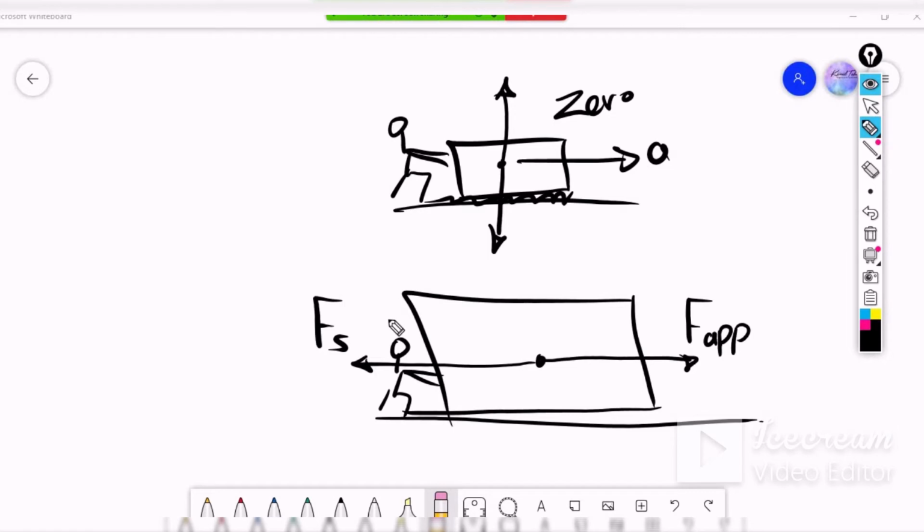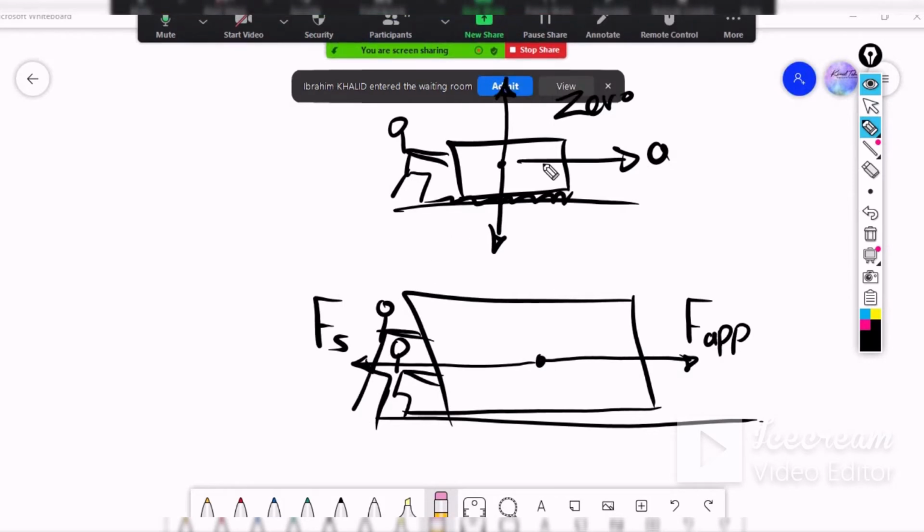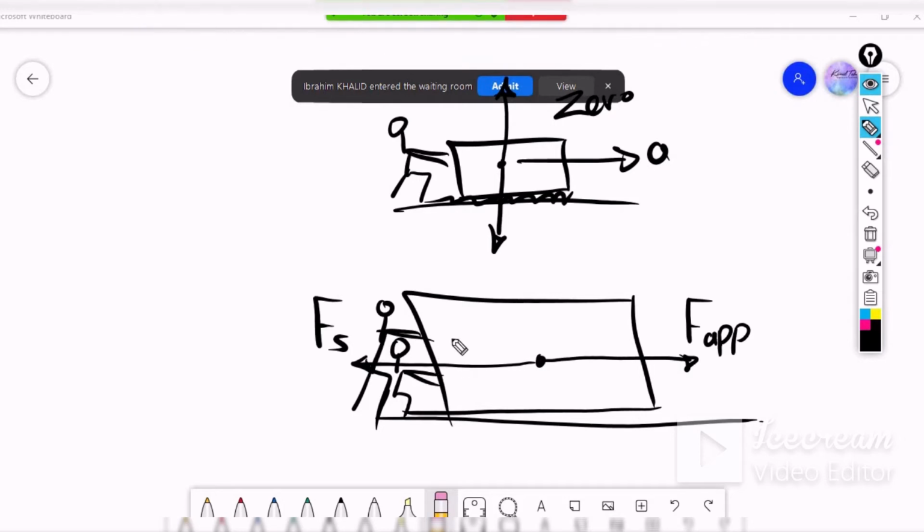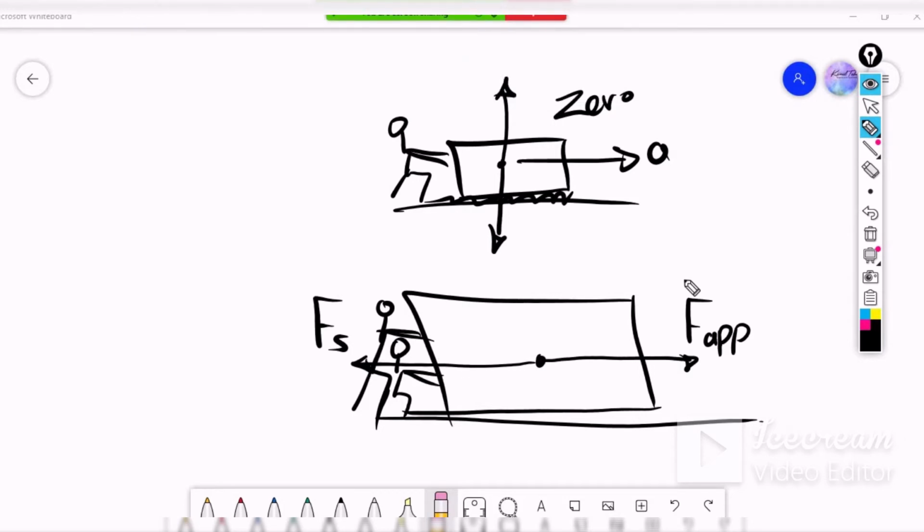If we have more force than this, now you will help your brother to push this huge object. Just a minute, guys. Now you will help your brother to push this object, but this object still does not move. Why? Because the static friction is more than the applied force. Because of that, this object still does not move.